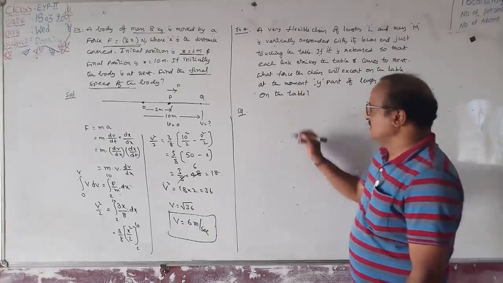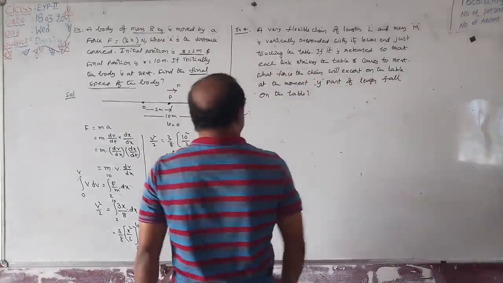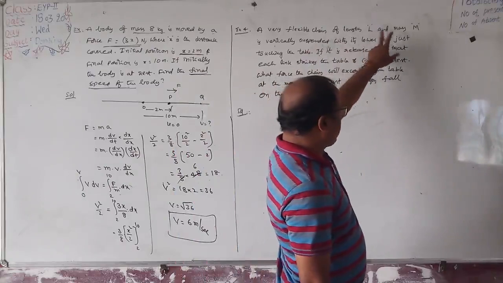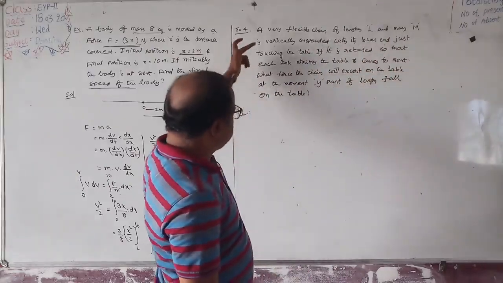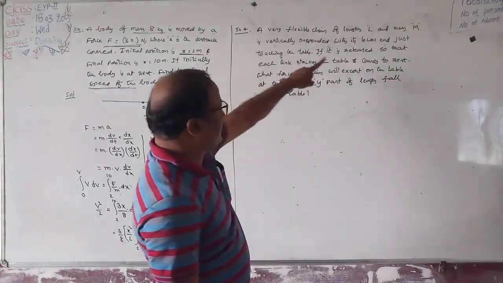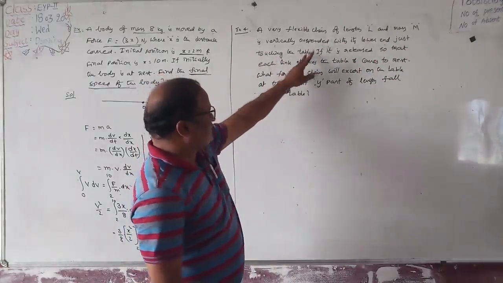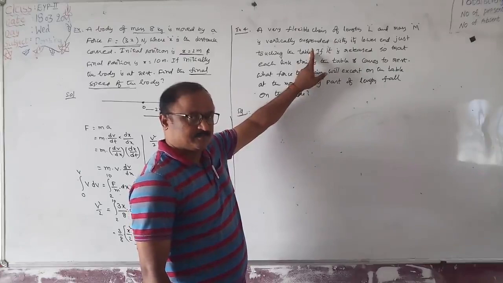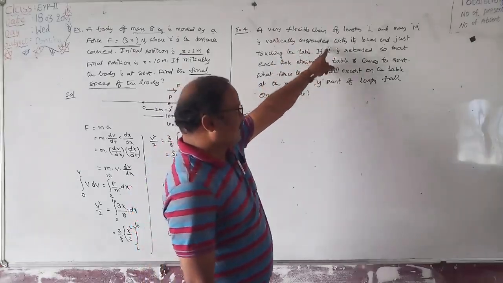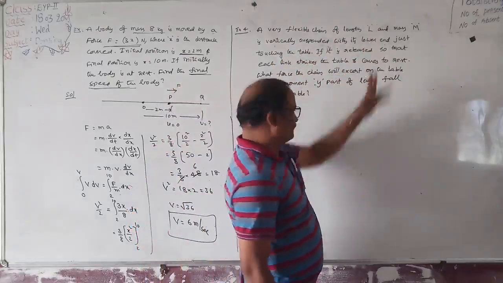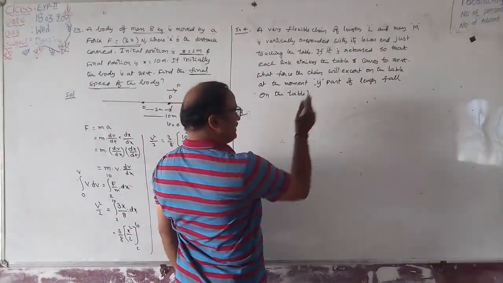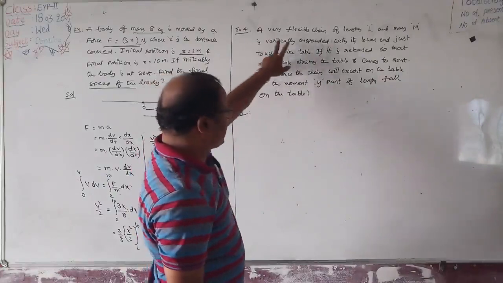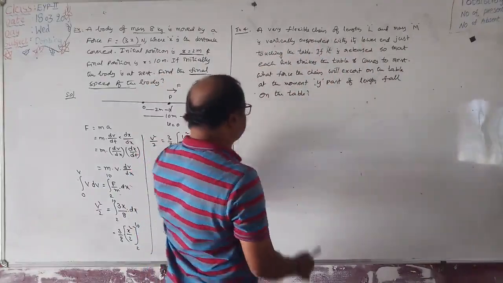Okay. Here, see this problem. A very flexible chain of length L and mass M is vertically suspended with its lower end just touching the table. Step by step, study the problems. Uniform chain, length of the chain is equal to L. Mass of the chain is equal to M. It is vertically suspended with its lower end just touching the table.